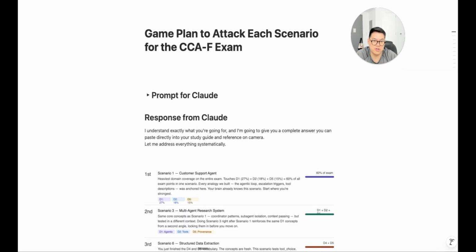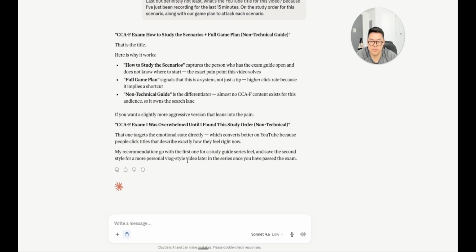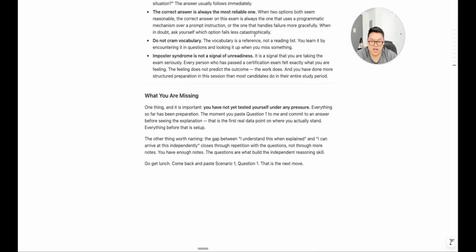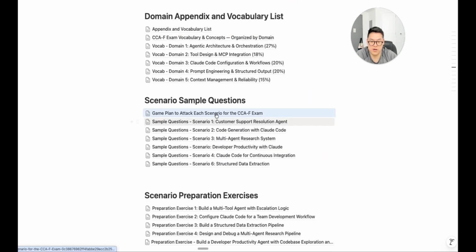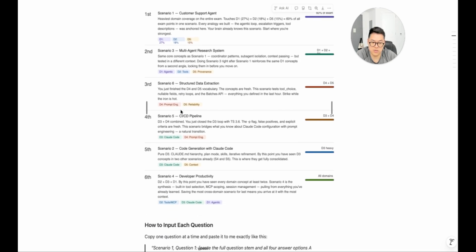So I now have this very clear attack plan of how I'm going to get after it underneath scenario sample questions. I have this attack plan, so I'm going to go through all of these one by one. Now, it did tell me to go after scenario 1, 3, 6, 5, 2, 4, and that's exactly what I'm going to actually do. And I love the fact that the percentages are already weighed out. So let's go ahead and do this.